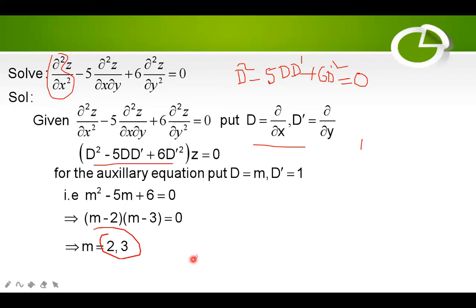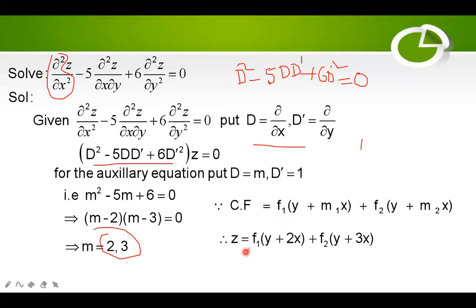So then what is CF? CF equals, in case of two roots, f1(y + m1x) + f2(y + m2x). So m1 is 2, m2 is 3. Therefore the solution is f1(y + 2x) + f2(y + 3x). So in case of 0, there is no need of calculating. So solve these problems.